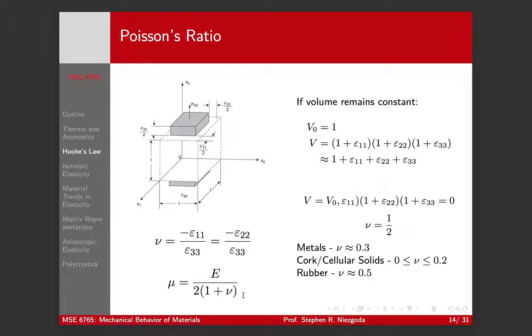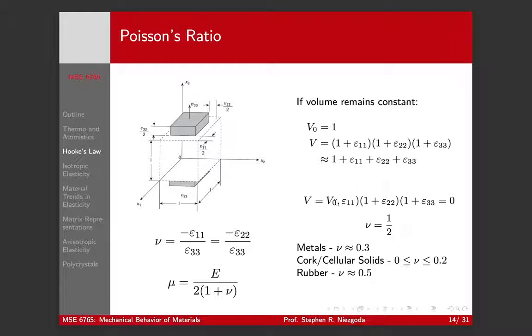And there's a simple relationship between the shear modulus, Young's modulus, and Poisson's ratio. As we'll show, we only need two independent terms to describe isotropic elasticity. And so if we know either the shear modulus and Young's modulus or the shear modulus and Poisson's ratio, we can always figure out the others.